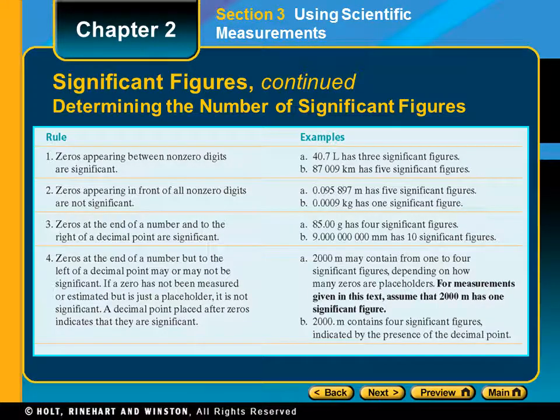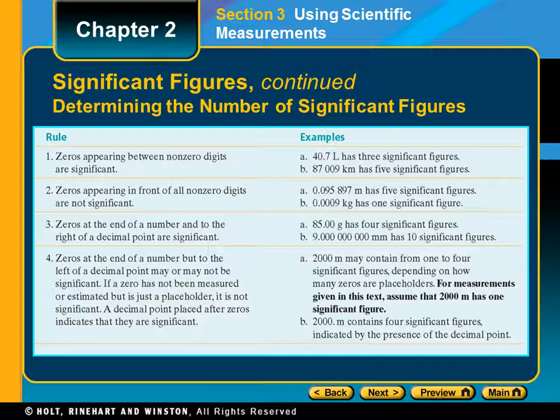Here are the rules, and you're going to need to know these because, again, significant figures are going to apply to every problem you do. First, zeros appearing between non-zero digits are significant. Second, zeros appearing in front of all non-zero digits are not significant. Third, zeros at the end of a number and to the right of a decimal point are significant.